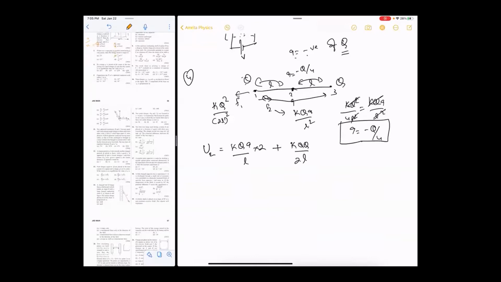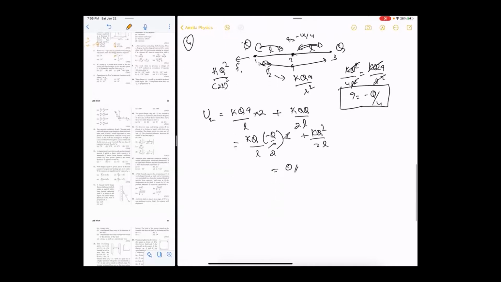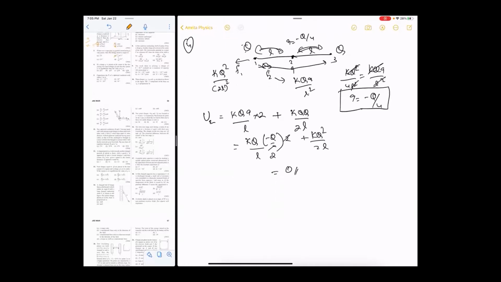This is the energy of the system. So K capital Q, small q is how much? Minus Q by 4 by L into 2 plus KQ square by 2L. The 1 and 2 get cancelled. So it is minus KQ square by 2L plus KQ square by 2L. We are getting how much? 0. So what is the potential energy of the system? 0. So the interaction of these two is cancelled by the interaction of Q and Q. This is the potential energy of the system, guys. Hope you understood this. There's extra information I'm giving you on how to find the interaction.